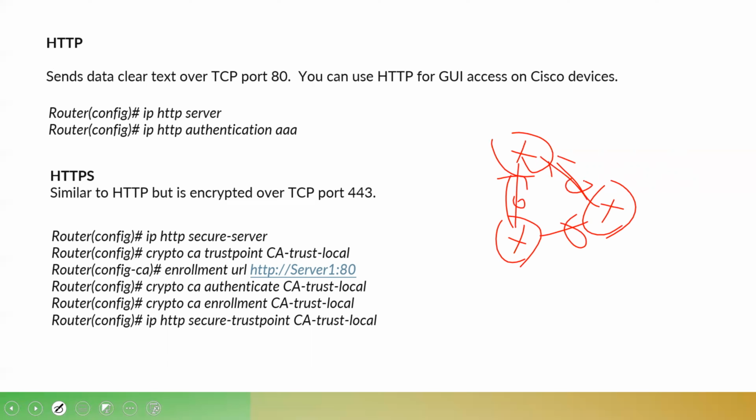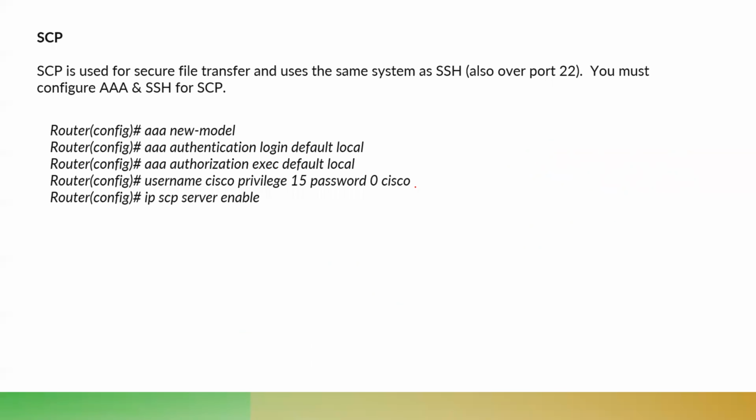Then crypto CA authenticate CA trust local, crypto CA enrollment CA trust local, and IP HTTP secure trust point CA trust local. These are the standard configuration when you want to make your router work as an HTTPS server. That's the CA server. Then the next topic is SCP.